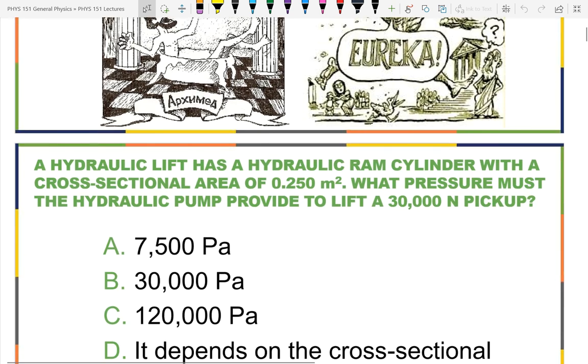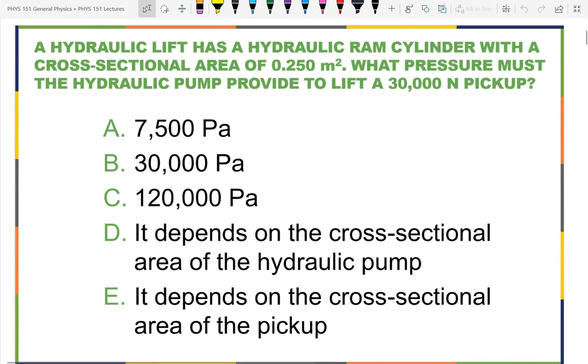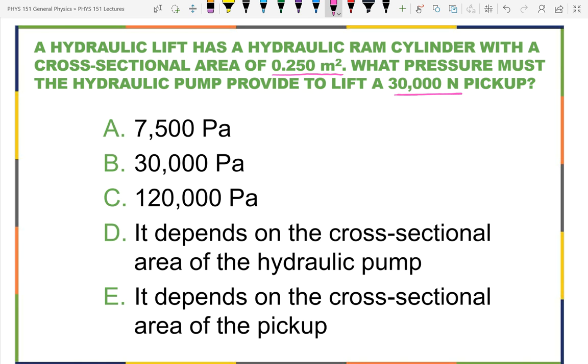Going to start off with a problem for you to do based on part of what we had in our lecture and lab yesterday. So this is a clicker question. A hydraulic lift has a hydraulic ram cylinder with a cross-sectional area of 2.50 meters squared. What pressure must a hydraulic pump provide to pick up a 30,000 Newton pickup?